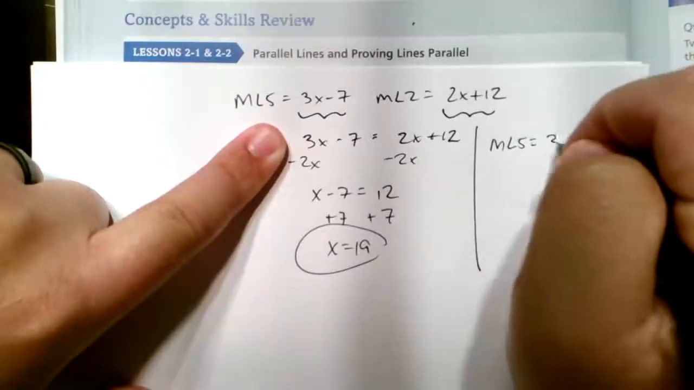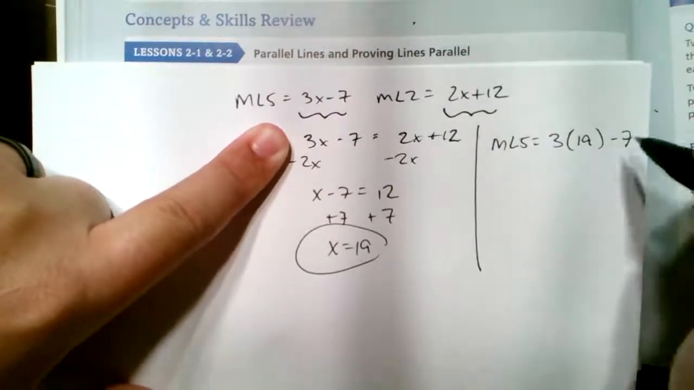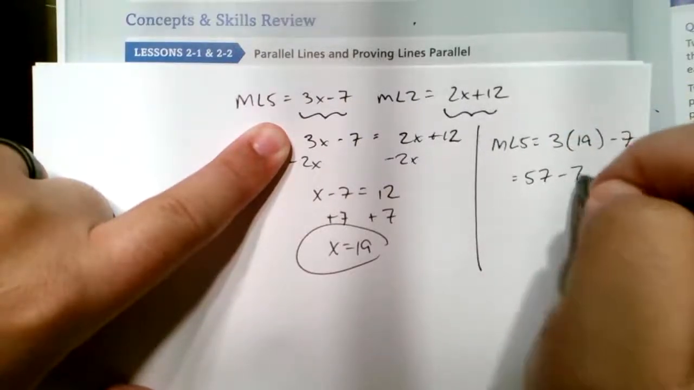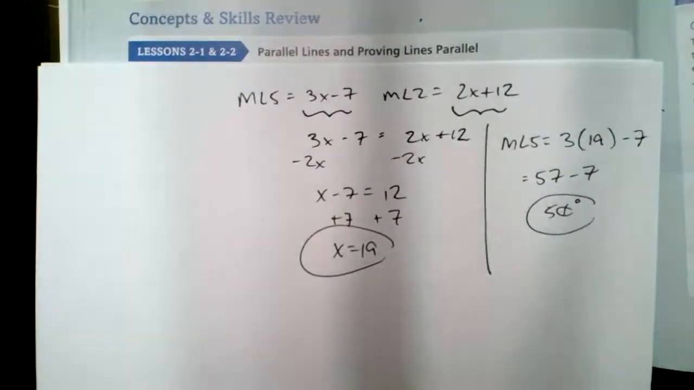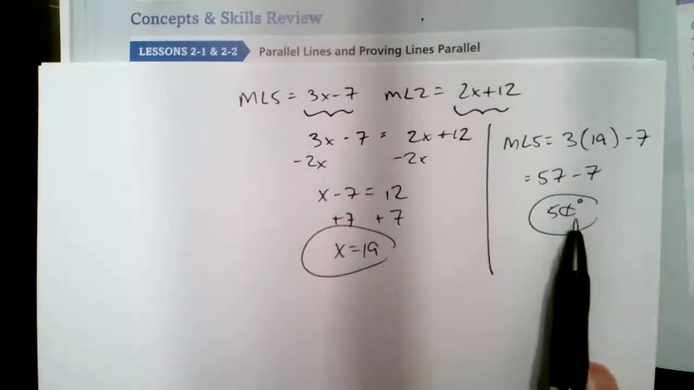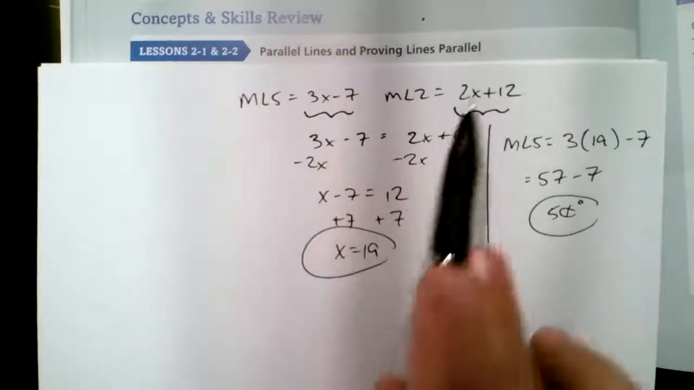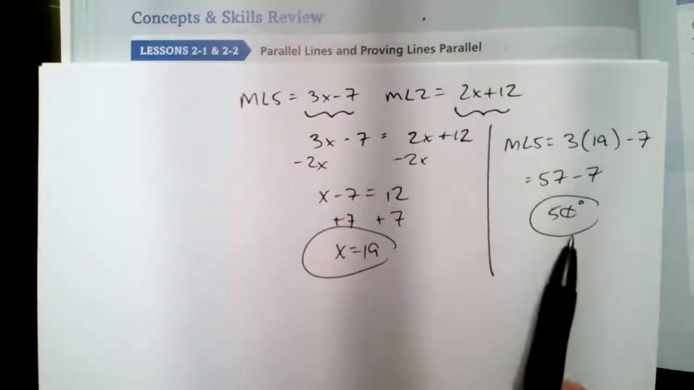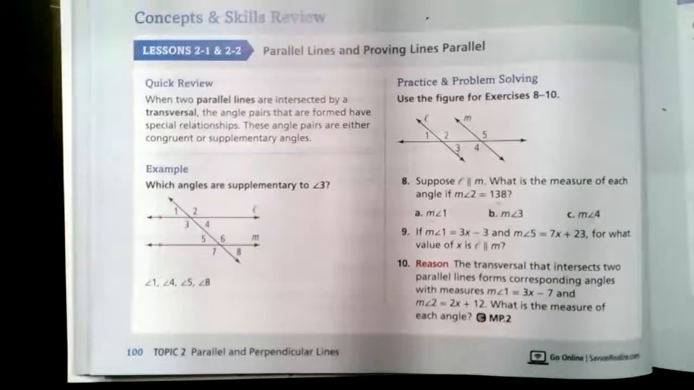So what I'm going to do is go back and plug it into angle 5. So the measure of angle 5 equals 3x, x is 19, minus 7. 3 times 19 is 57. So 57 minus 7 is 50. So really important you understand what they're asking you here. They're not asking you to solve for x. They're asking you for the actual angle. So once I get the value of x, I can plug that into either angle. Since they're equivalent, it doesn't matter. Plug it into either one and you'll get 50.